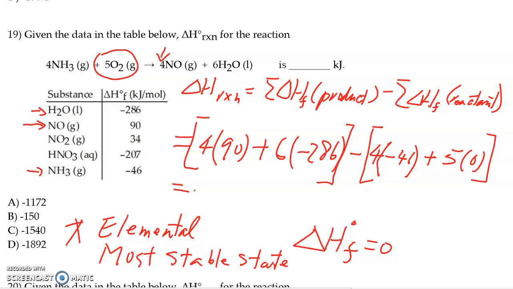So what I get is negative 1172. Okay, do I get any answer? Okay, here you go. All right.